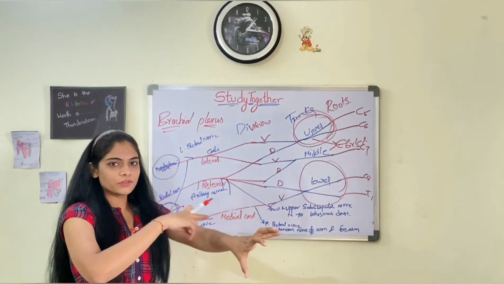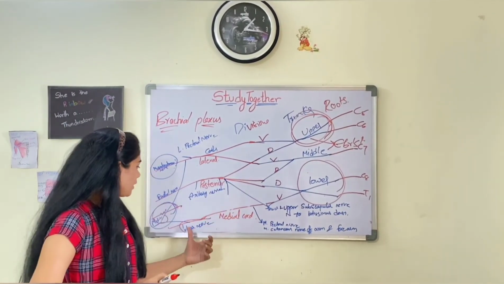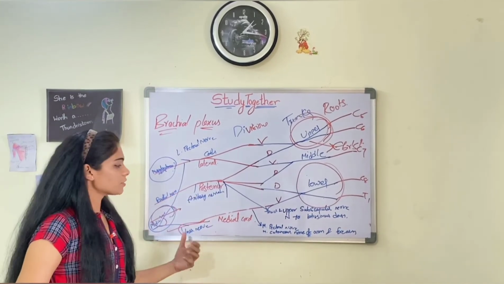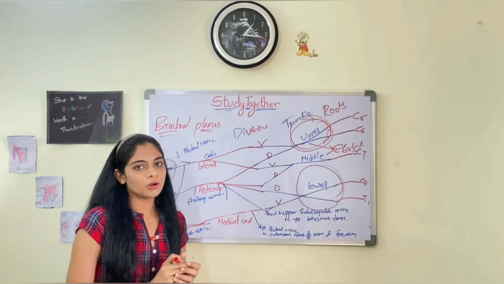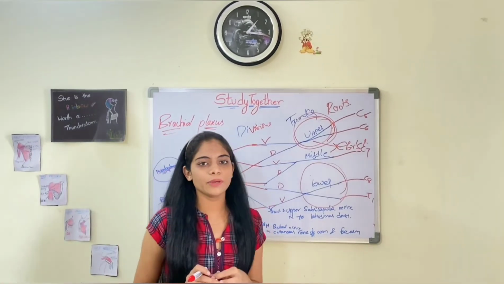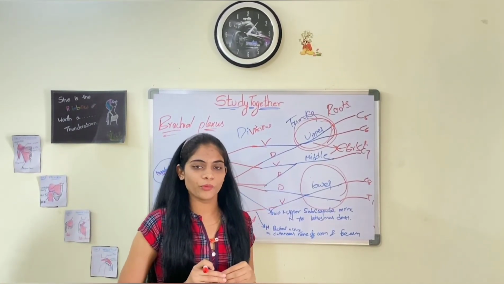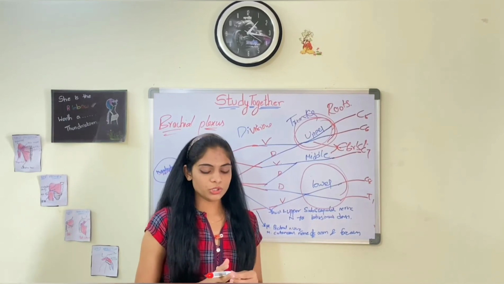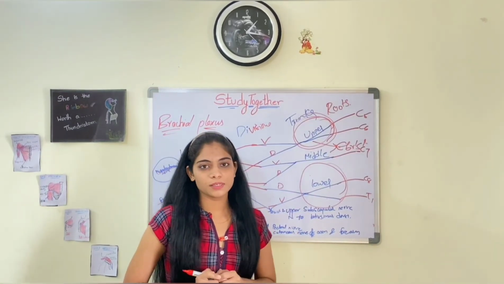See, the nerves which supply your hand are the median, ulnar and radial nerves. When these nerves are damaged, your hand is not going to be in a proper position. While these nerves are damaged, your hand will have a deformity called claw-like deformity. So these are the major injuries to your brachial plexus.